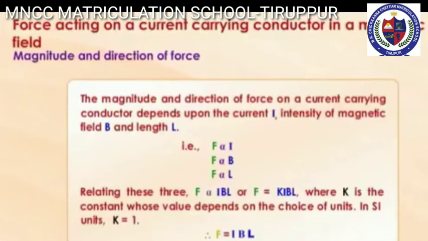The above equation indicates that the force is proportional to the current through the conductor, the length of the conductor and the magnetic field in which the current carrying conductor is kept.